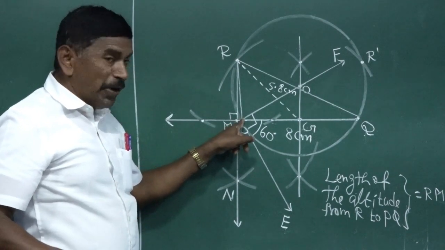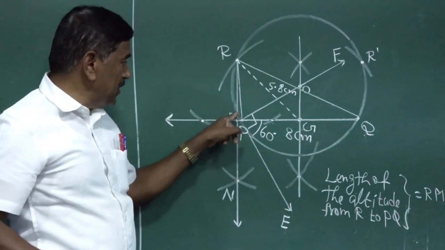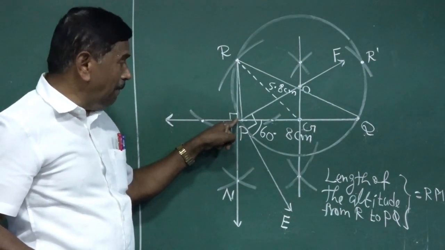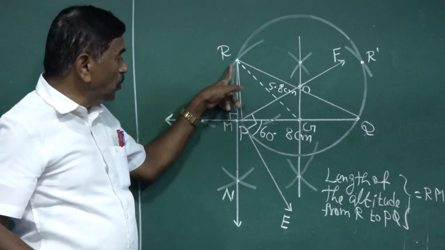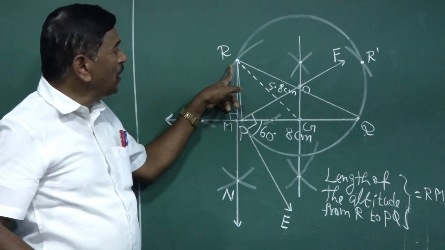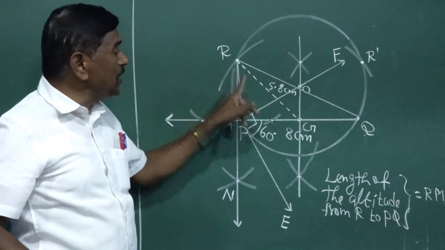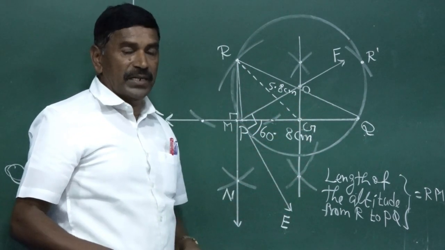The perpendicular, since altitude means perpendicular, meets PQ at point M, and the length of the altitude RM, that is the length of the altitude from R to PQ, is approximately 3.8 centimeter. Thank you.